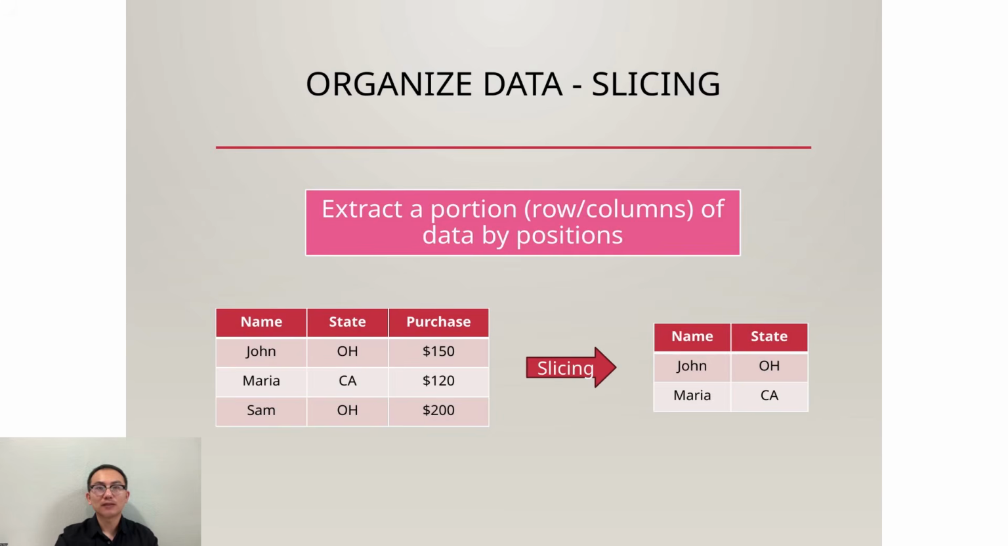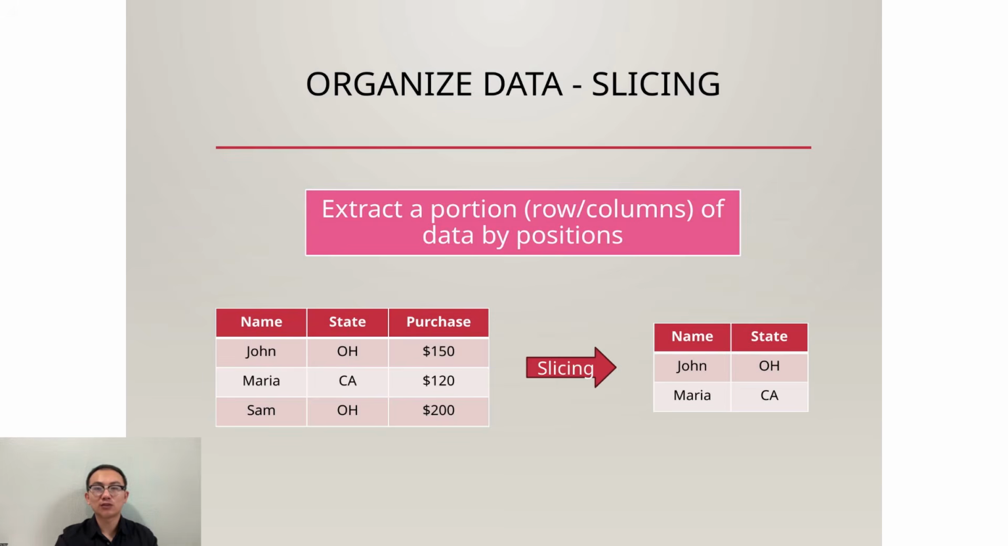Now let's talk about slicing. Slicing means selecting specific rows or columns from your dataset, usually based on their position. This is different from filtering, which is based on conditions, like showing only customers from Ohio. Slicing is more about location. For example, if you want to look at just the first two rows and the first two columns, that's slicing.